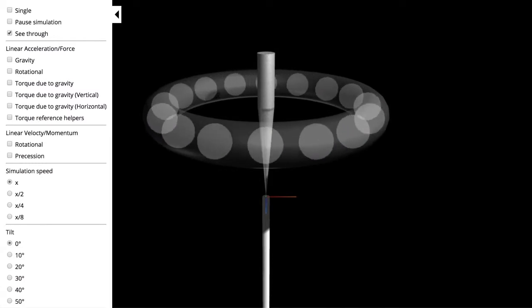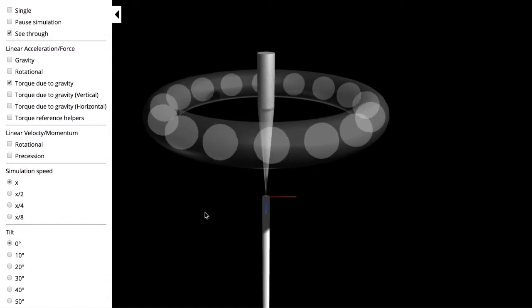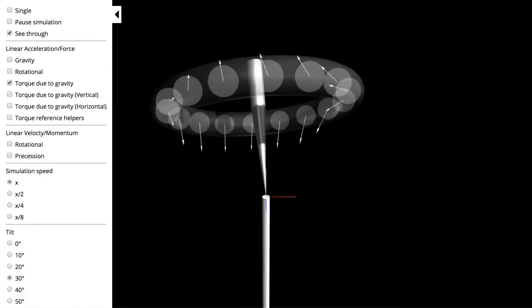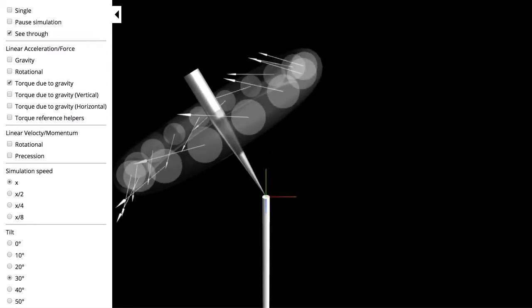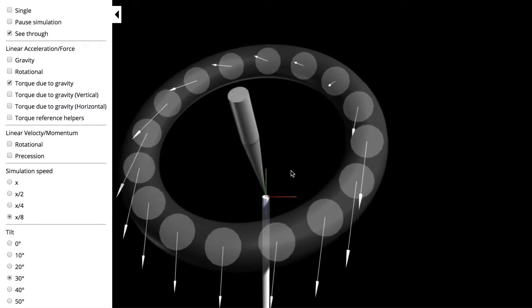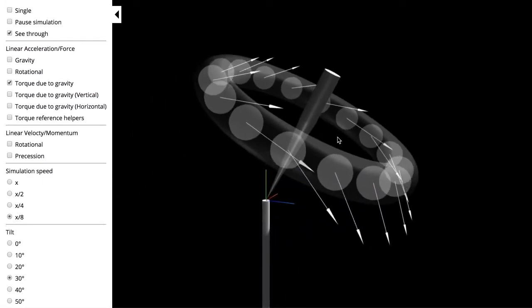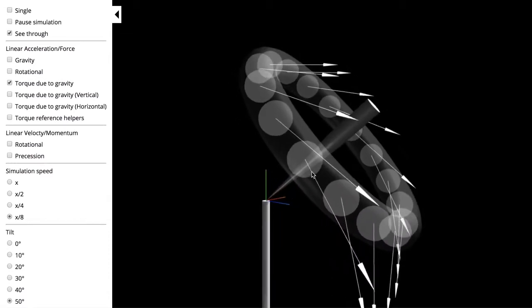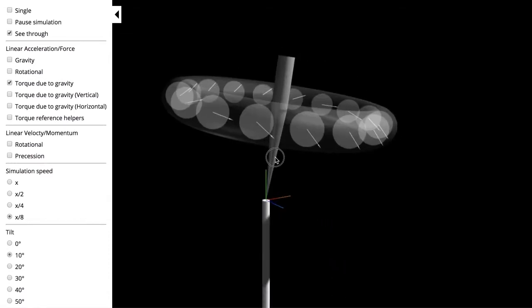Moving on to torque due to gravity. The gyroscope with zero tilt will feel no torque, but if I introduce a tilt, torque is felt due to the center of mass being shifted towards a side, represented by these white arrows. The torque is proportional to the tilt. More the tilt, more the torque; less the tilt, less the torque.